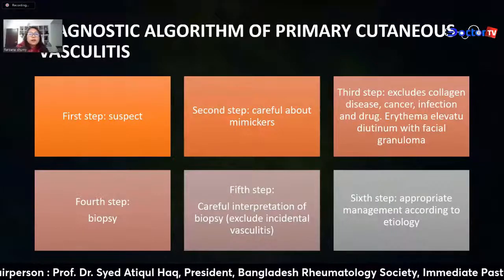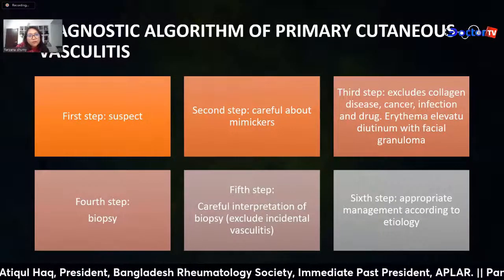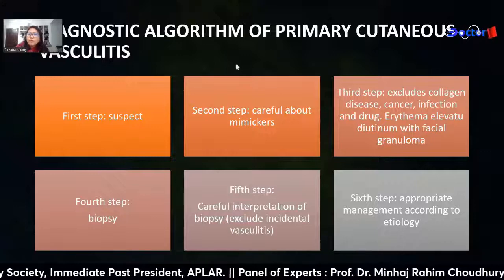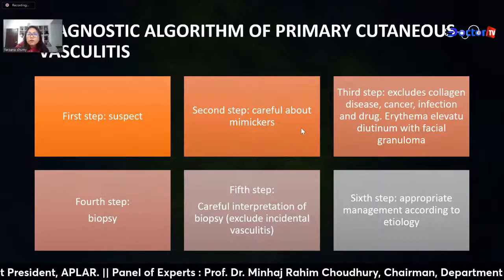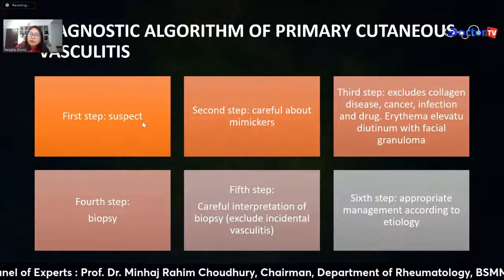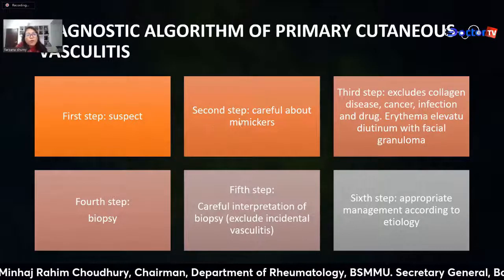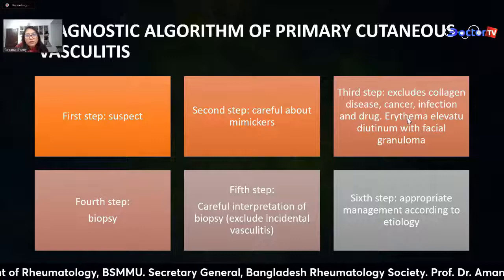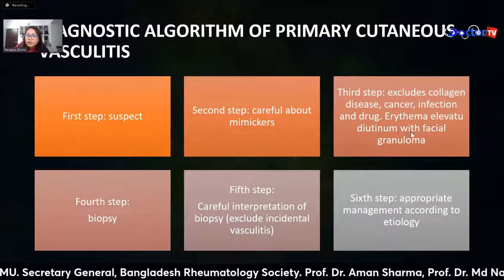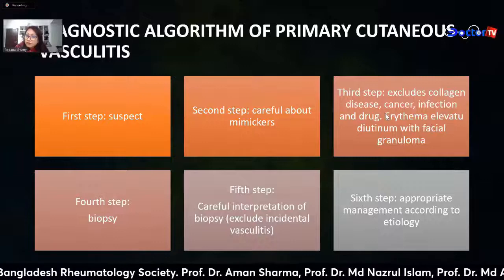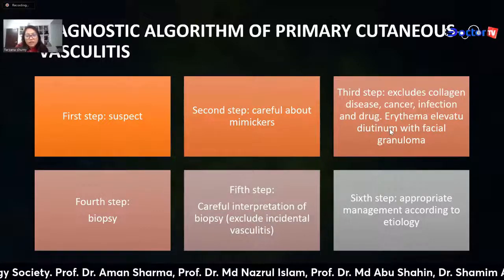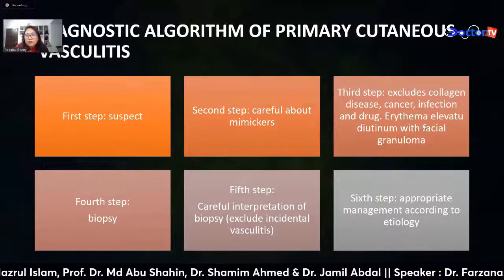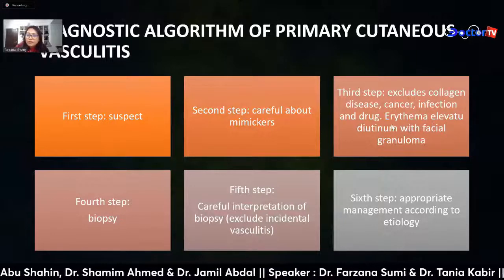So this is a diagnostic algorithm. I think we could follow this to diagnose when patients present with cutaneous vasculitis. It is not only for primary vasculitis, it is an approach to cutaneous vasculitis, and by excluding all of this, we can diagnose primary cutaneous vasculitis. First step, we have to suspect. Second step, we have to be careful about mimickers. Third, we have to exclude collagen disease, cancer, infection, and drugs, erythema elevatum diutinum, and facial granuloma, because they have very distinct skin characteristics and can be easily excluded by dermatologists. Facial granuloma involves the face, and erythema elevatum diutinum has very special characteristics, involving the upper and lower limbs.